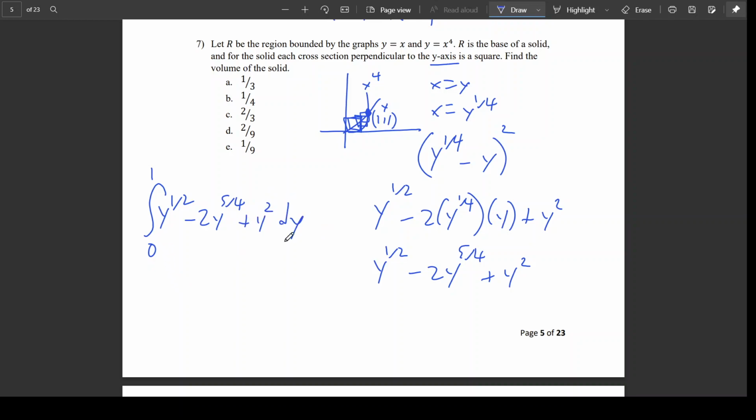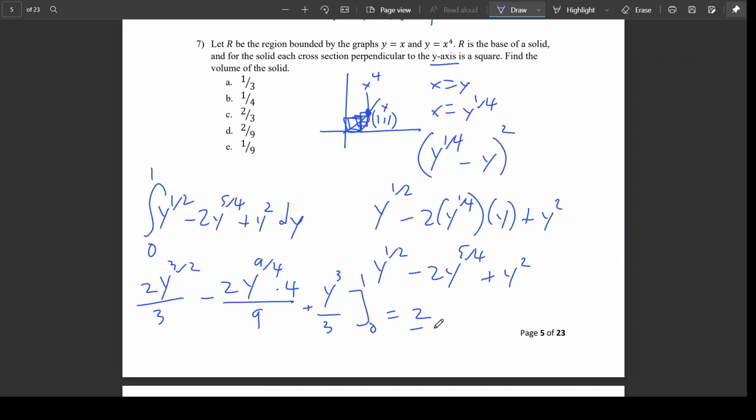And then when you integrate this, you'll get y to the 3/2 times 2/3 minus 2y to the, you add 1, so you're going to get 9/4 times 4/9, plus y cubed over 3, all from 0 to 1. Notice that if you put in 0 into all these, it's just going to wipe them all clean, so we're just going to have to put in 1.